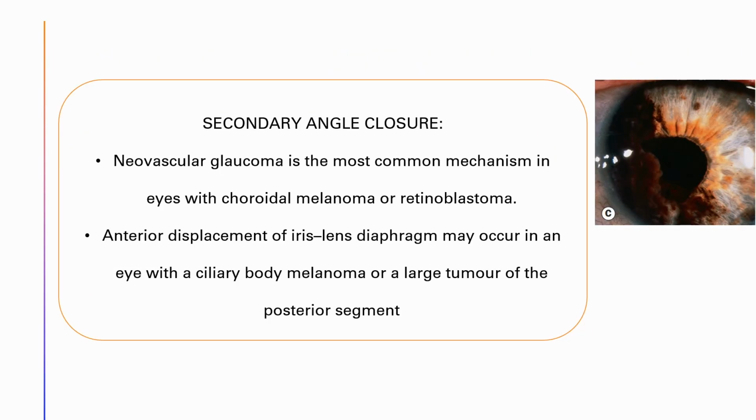Then coming to secondary angle closure glaucoma due to ocular tumors, neovascular glaucoma is the most common mechanism in eyes with choroidal melanoma and retinoblastoma. An anterior displacement of the iris lens diaphragm may occur in eyes with ciliary body melanoma or a large tumor of the posterior segment. Now coming to glaucoma secondary to ocular surgery.